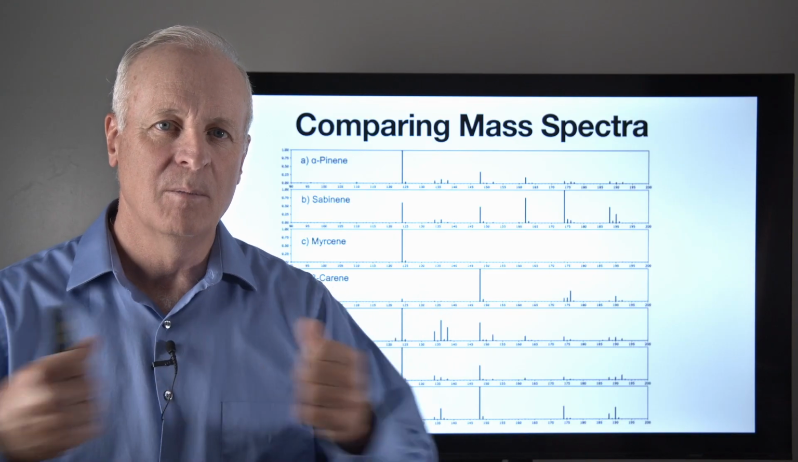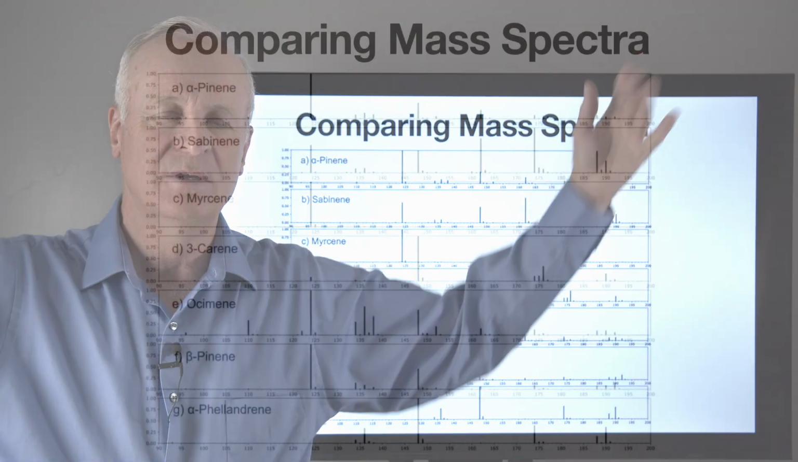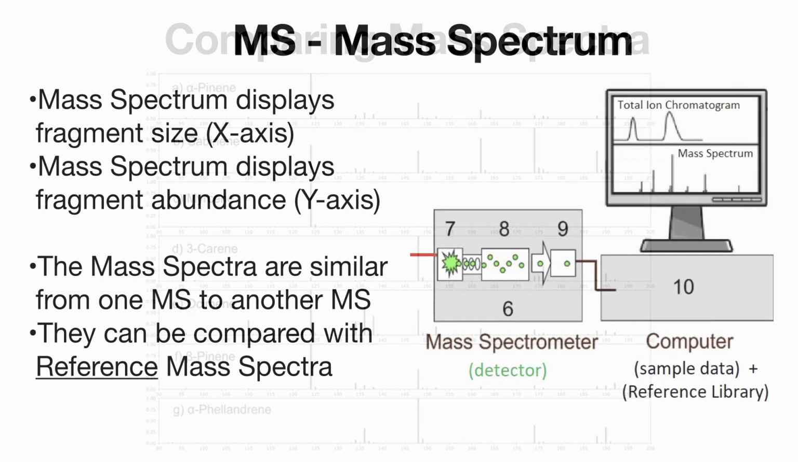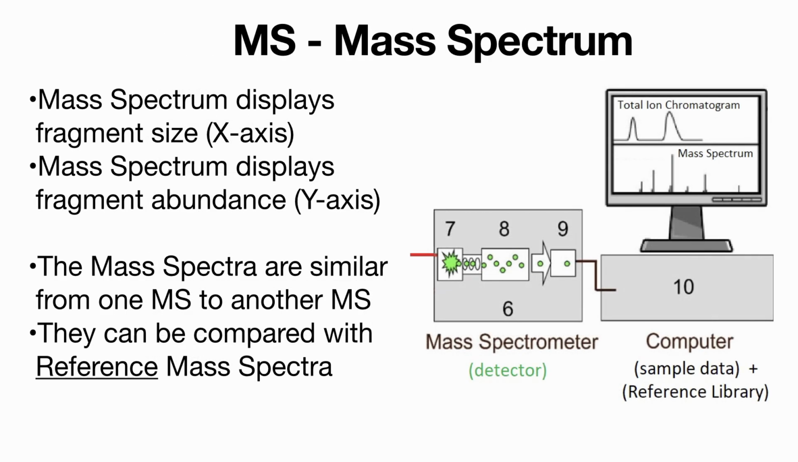So when the molecules are fragmented by high energy in the mass spectrometer and collected, then it forms these different patterns. These different patterns are going to help the mass spectrometer software give a name to each of the separated components. The mass spectrum is a display of mass size on the x-axis and mass abundance on the y-axis.